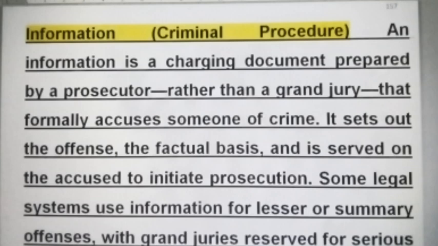The next term is information, criminal procedure. An information is a charging document prepared by a prosecutor rather than a grand jury that formally accuses someone of a crime. It sets out the offense and the factual basis, and is served on the accused to initiate a prosecution.